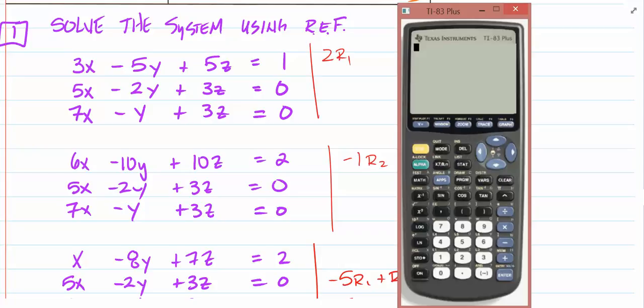Okay, now, me being your teacher, I need to teach you both ways. You have to know how to do it by hand, and you also have to know how to use the calculator. I need you to do both.